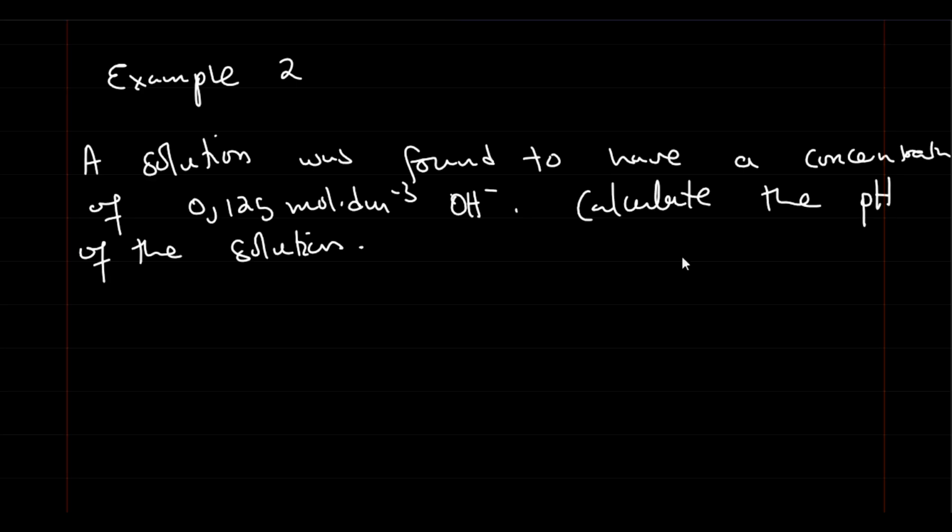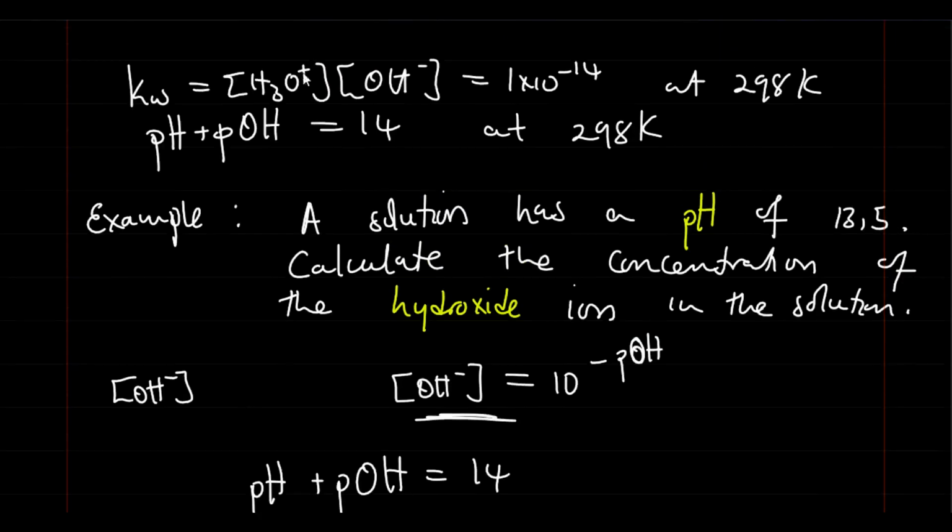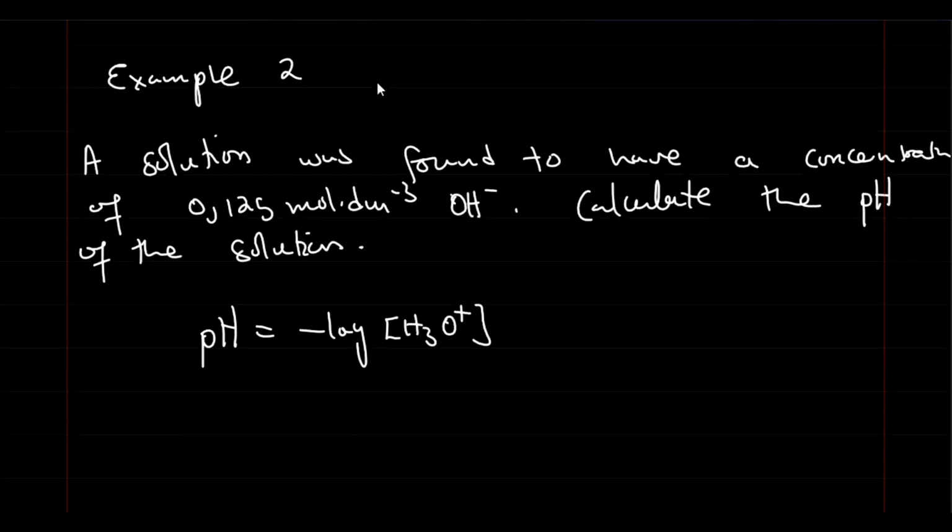Okay, so now what are you given? You are given a solution with a concentration of what? 0.125 mole per dm cubed of hydroxide, and you are asked to calculate pH from that. You cannot calculate pH directly from this information, because pH can be calculated like this: negative log of concentration of what? Of hydronium. But you don't have the concentration of hydronium, isn't it? What do you have? You have concentration of hydroxide. So we can use the formula of Kw to calculate the concentration of hydronium. So we proceed to use this equation of Kw. Okay, so you write it first. Kw is equal to that. It's going to be awarded a mark.